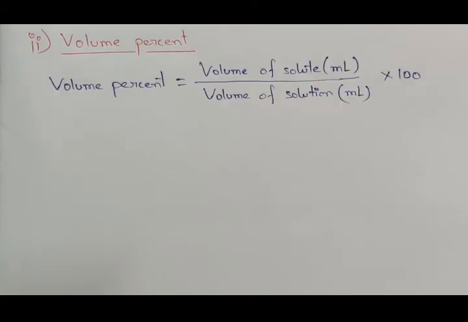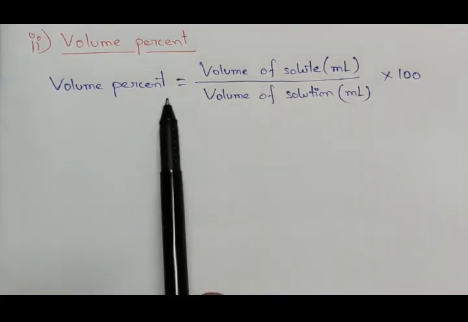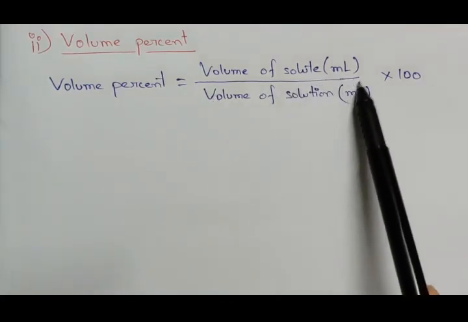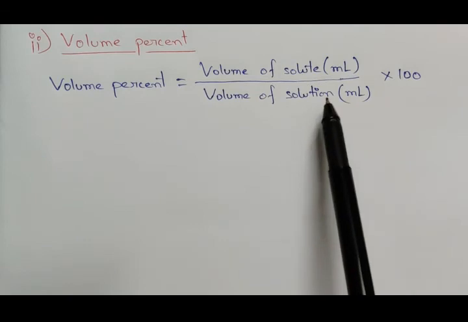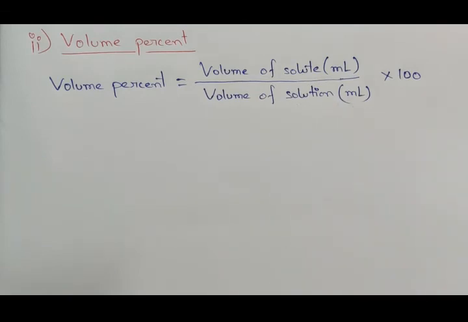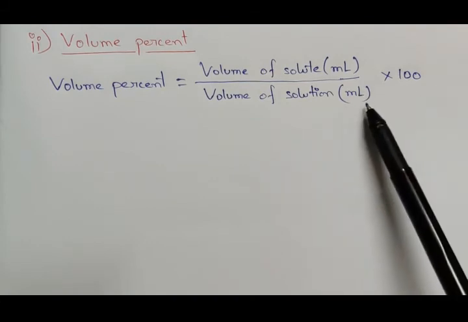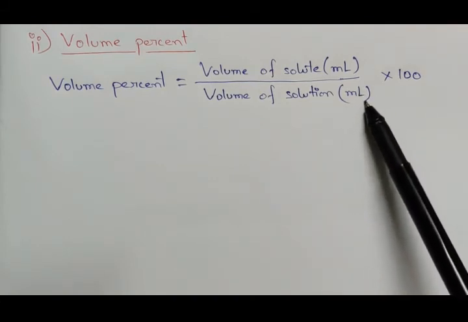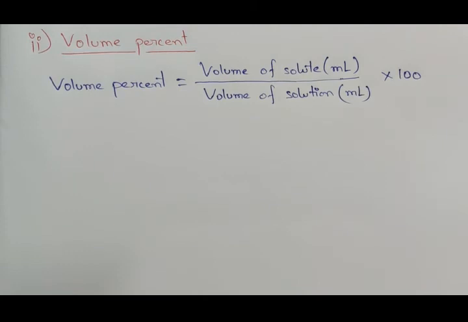So it is given by the volume percent is equal to volume of solute in milliliters by volume of solution. Here again it is the sum of the volume of solute and solvent. Okay, it is represented in terms of milliliters into 100. Let's take another example of volume percentage.